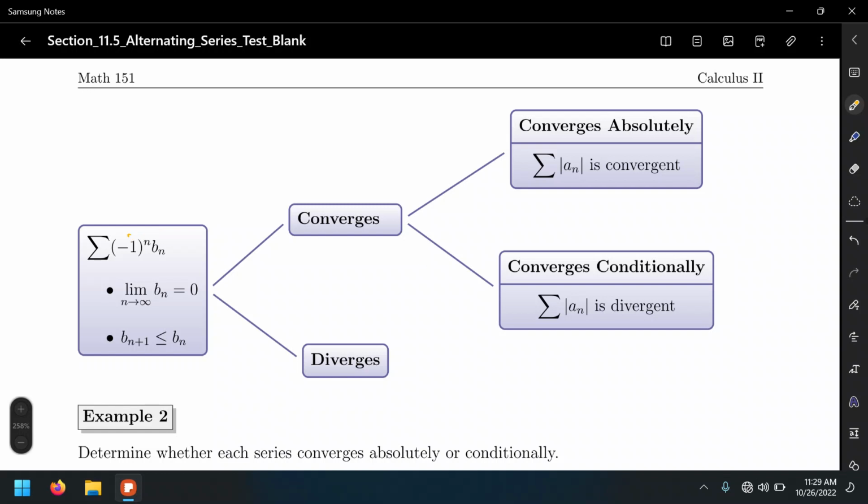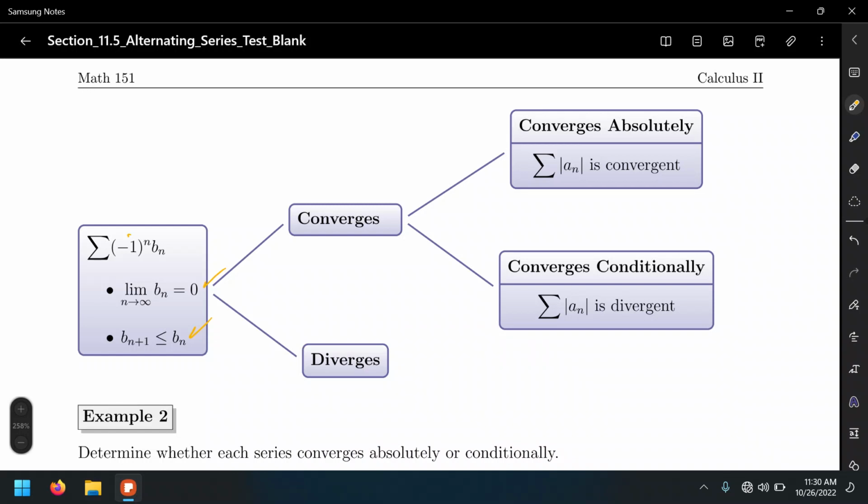So in order for this series to converge, these two conditions have to be satisfied. Number one, the limit of the sequence converges to 0, and number two, the sequence related to the alternating series is a decreasing sequence. If one of these two conditions fails to be satisfied, well, the series diverges and we're done. We don't have to do anything about this series. We're done.